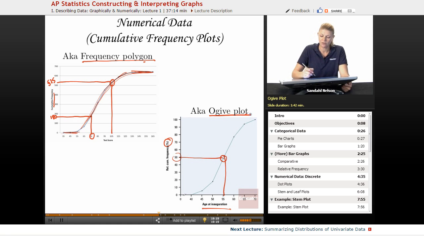So you always want a title, you always want to say what your x and y axis is, and then you always need a unit. So age at inauguration, you should put years, right? Relative cumulative frequency, make sure that you say that's a percent. Okay, test score, make sure that you say this is points, or maybe it'd be a percent. So you really want to make sure you have your units.